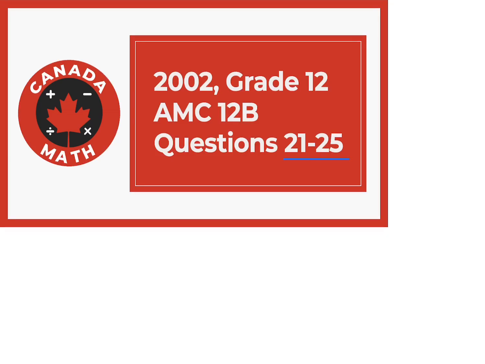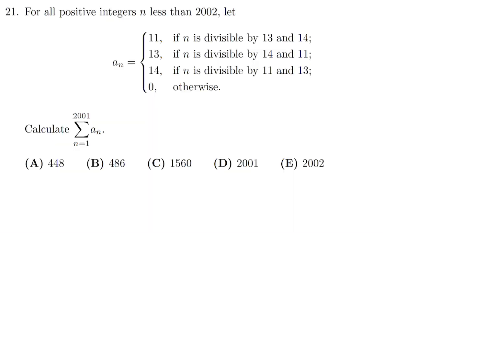Questions 21 through 25 on the 2002 grade 12 AMC 12B. For all positive integers n less than 2002, let a_n equal 11 if n is divisible by 13 and 14, 13 if n is divisible by 14 and 11, and 14 if n is divisible by 11 and 13, 0 otherwise. Calculate the sum from n equals 1 to 2001 of a_n.